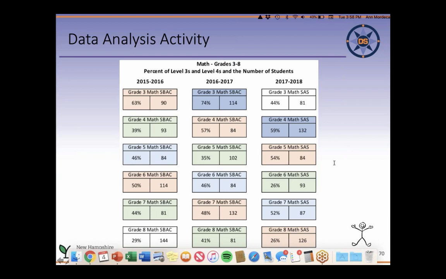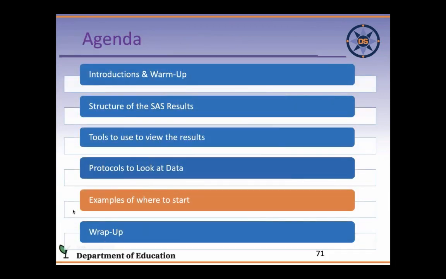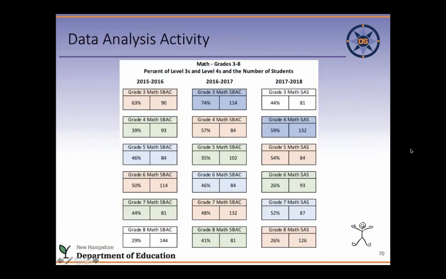Seventh grade is going steadily up. Where's seventh grade? Yep, 44, 48, 52. Oh, that's a good thing. Very good. Whoops, I didn't mean to do that. I'm sorry. What else? Eighth grade is pretty low, up and down, inconsistent. Yep. You got seventh grade.